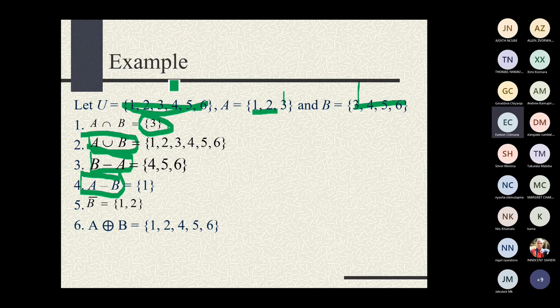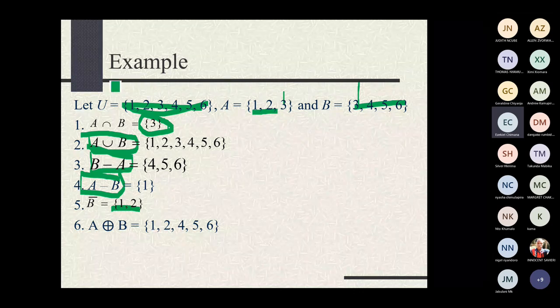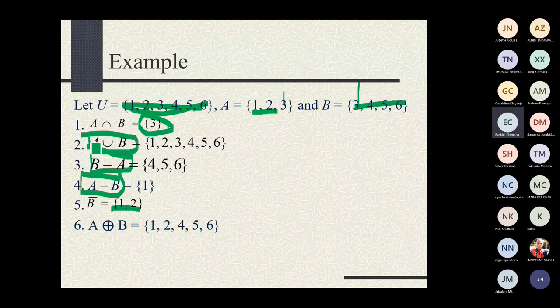Then if you are being asked to find the complement of B, you just need the elements which are not in B, but they are inside your universal set. So elements which are not in B, but they are in the universal set. So we have 3, 4, 5, 6. But in the universal set, we've got 1, 2, 3, 4, 5, 6. So these 2 are the elements which are outside of B, but within the universal set.